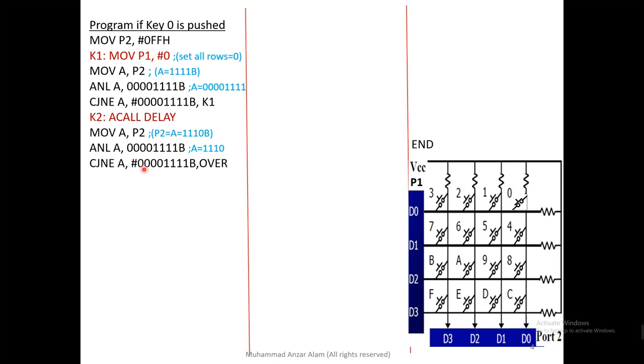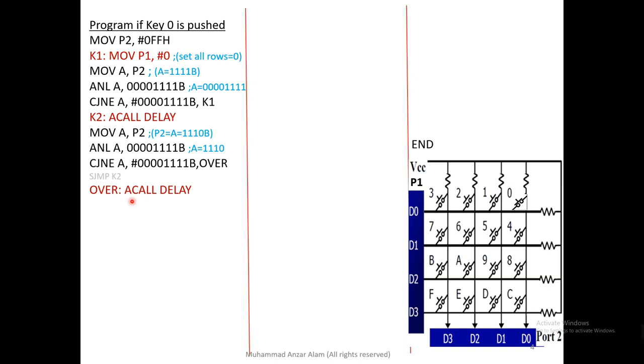Compare jump if not equal. So A, what is the value inside A? A is having 0 1 1 1, and this is 1 1 1 1, all one, so these are not equal. So what happened? The loop will jump to over. So I am just skipping this one because these are not part of this execution. The key zero is pushed. I'm just making it dull, so we can ignore this one. So the compare jump instruction will jump to over.